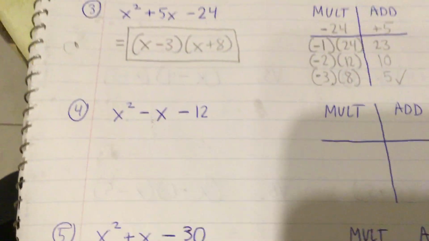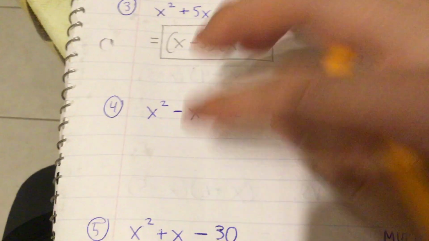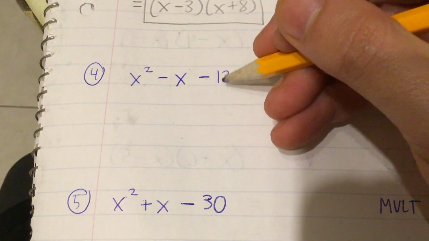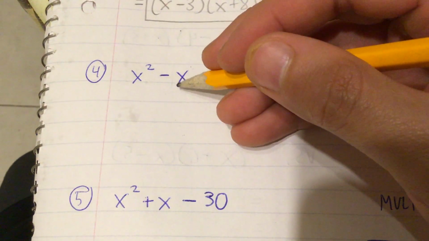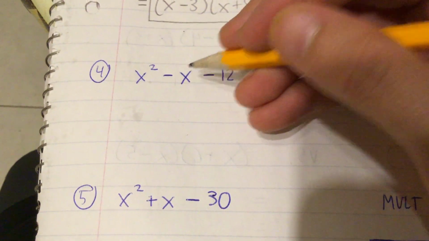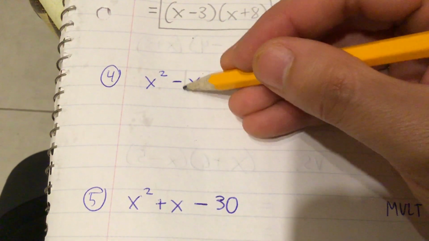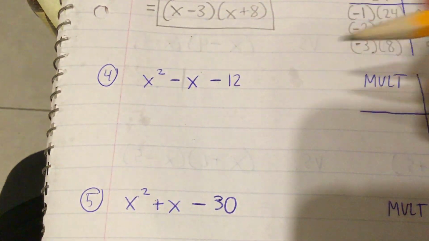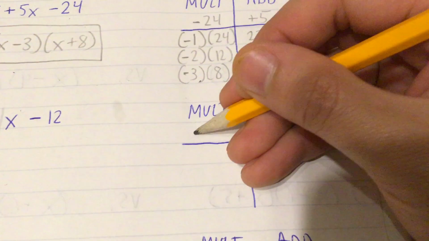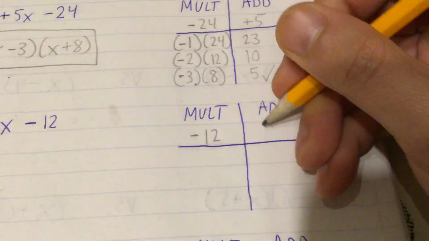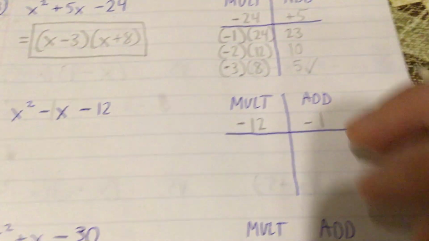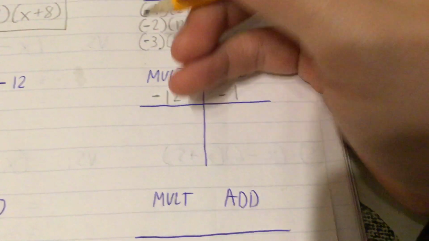Okay. Now, like I said before, I'm looking for two numbers that multiply to negative 12, and there's no number right here. So what do I do? Well, I could put this imaginary 1 here. If that makes me feel better, I can do that. So I'm looking for two numbers that multiply to negative 12 and add to negative 1.